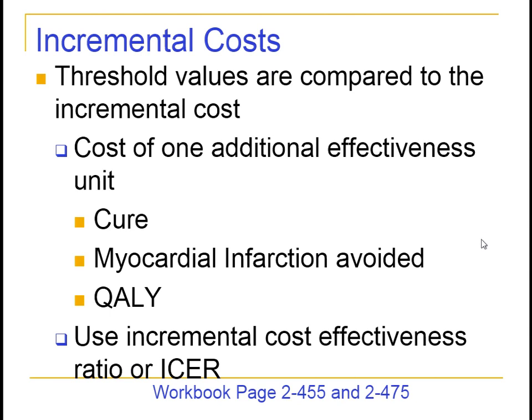All of these threshold values are incremental costs. And an incremental cost is the cost of one additional effectiveness unit, either the natural unit or the QALY. And you use the incremental cost effectiveness ratio, or ICER, and the formulas for these are in your workbook.